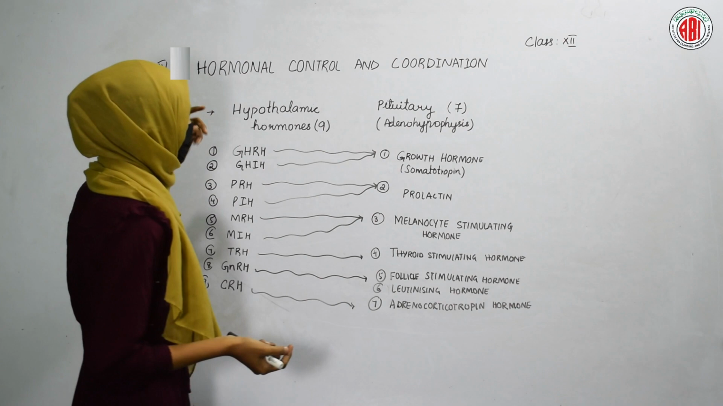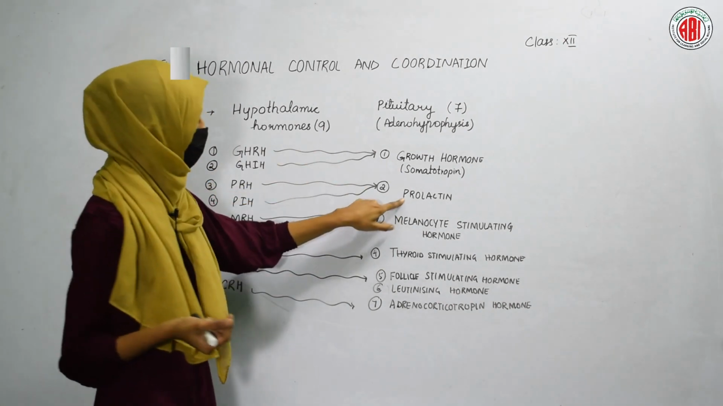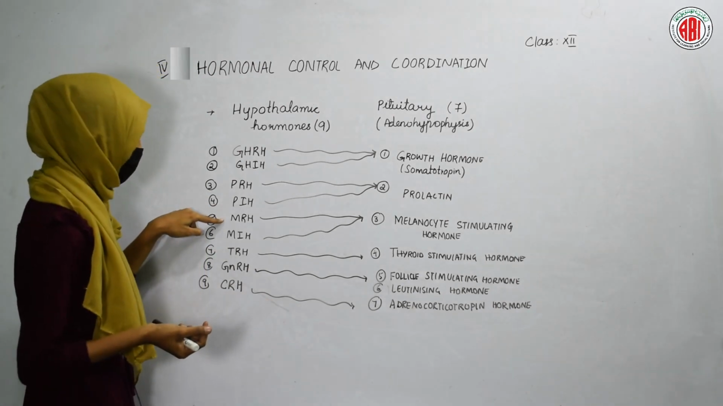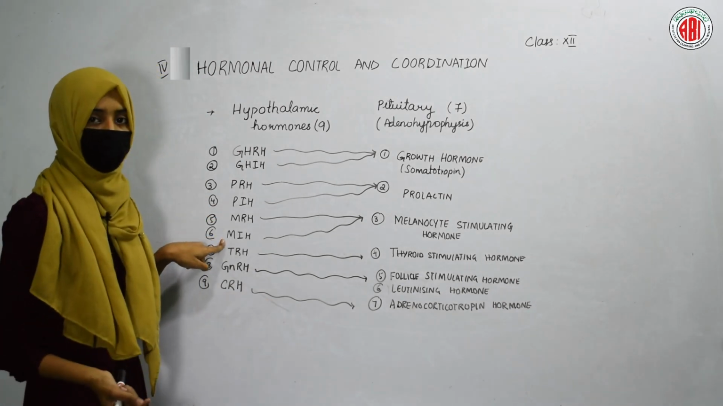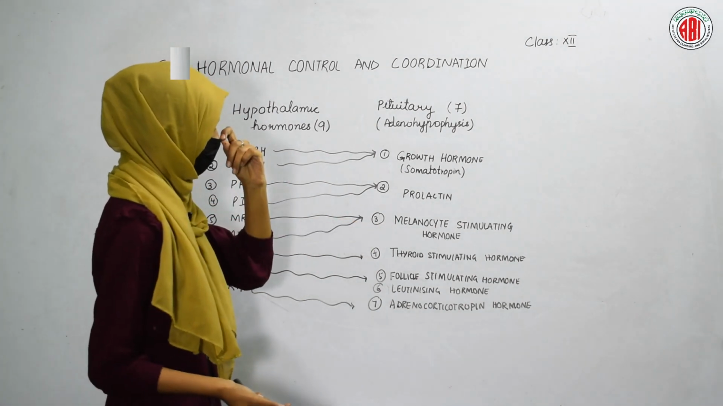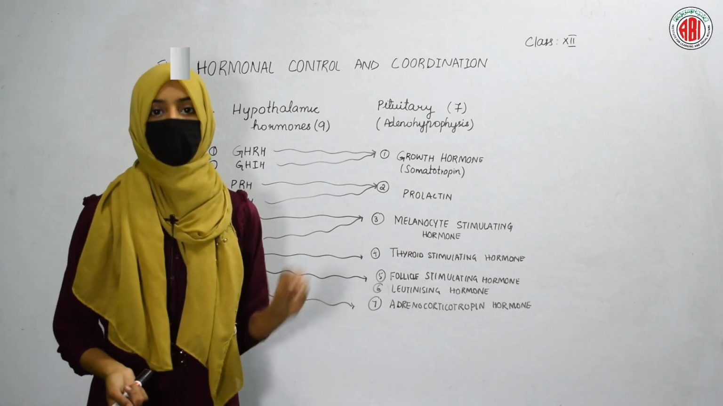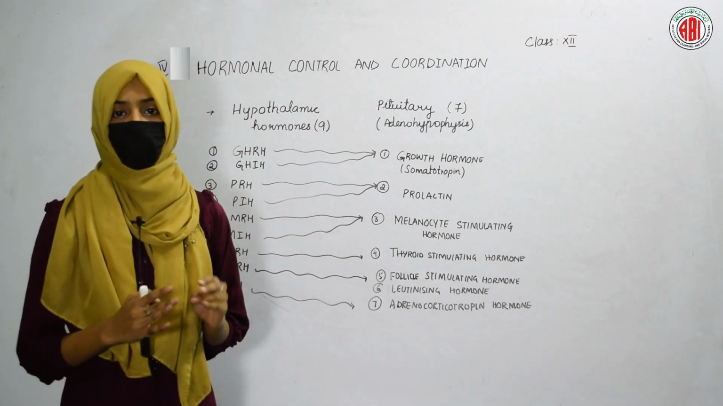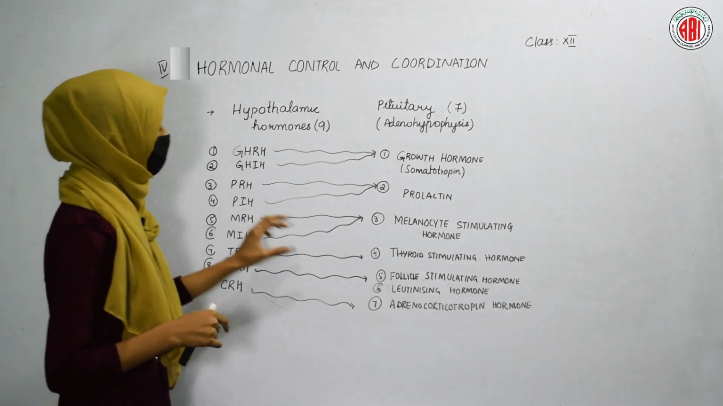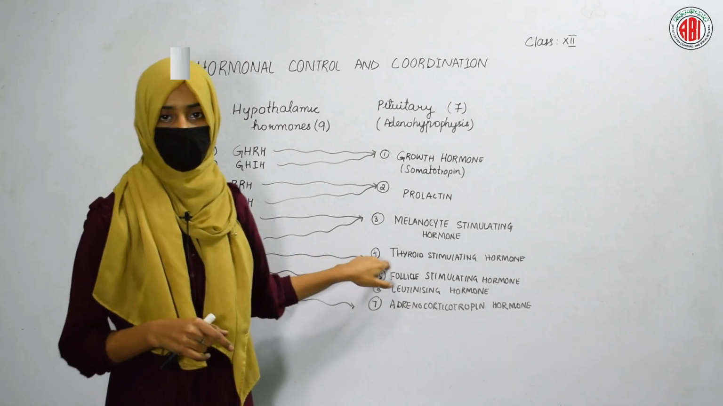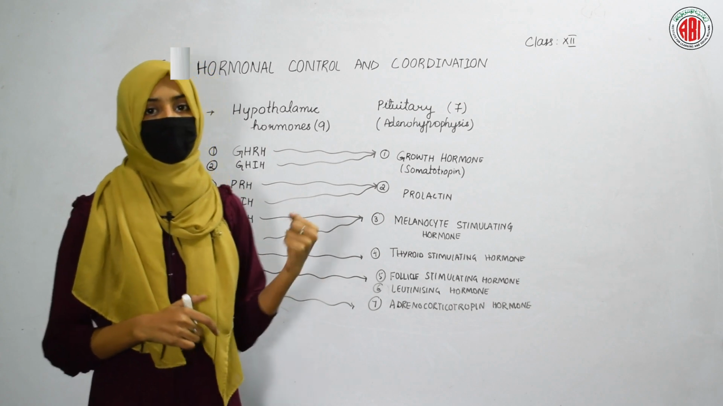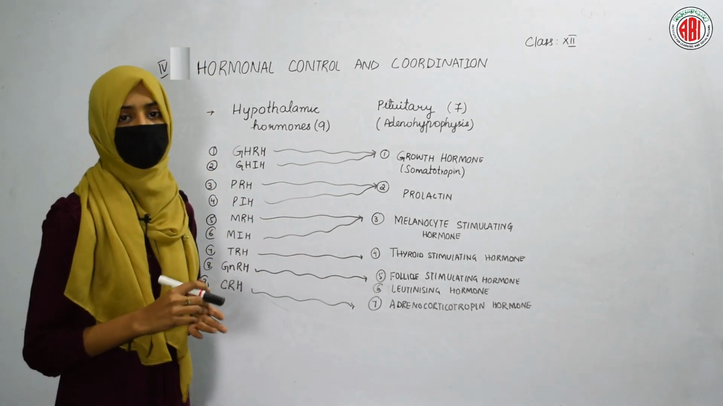These two hormones show the effect on the secretion of prolactin, which is responsible for milk production. The next one is melanocyte stimulating releasing hormone and melanocyte stimulating inhibiting hormone. This shows its effect on melanocyte stimulating hormone, which is responsible to maintain the composition of a substance called melanin. Next one is thyroid releasing hormone, which shows its effect on thyroid stimulating hormone, and this hormone is responsible to secrete other hormones like thyroid hormone. We can name it as thyroxine.